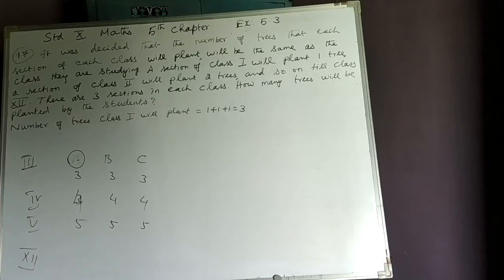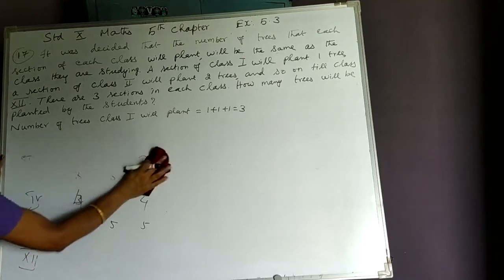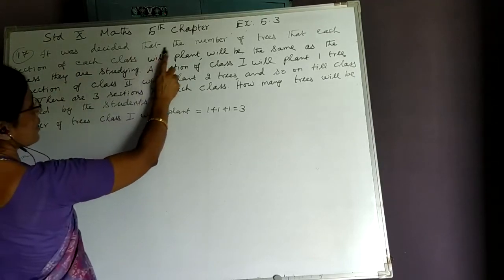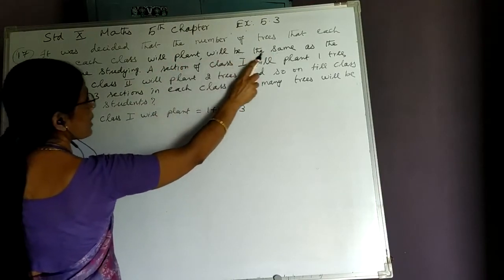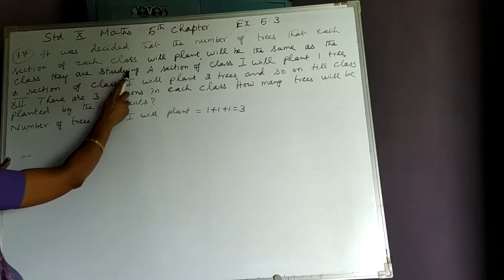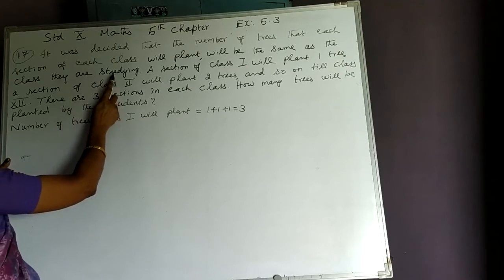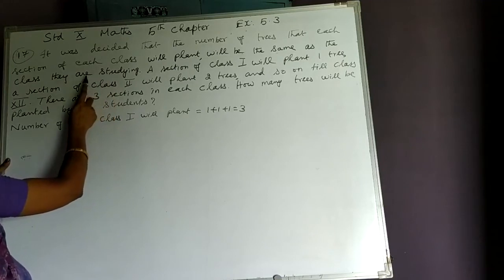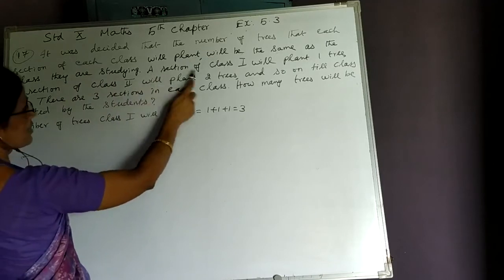The question is, what is the total number of trees planted from standard 1 to standard 12? That is the question. Hope you understood the given problem. It was decided that the number of trees that each section of each class will plant will be the same as the class they are studying. Means what? First standard will plant 1 tree per section. Second standard students will plant 2 trees per section. Third standard will plant 3 trees per division. That is the meaning of these 3 lines, and it is explained in the remaining.